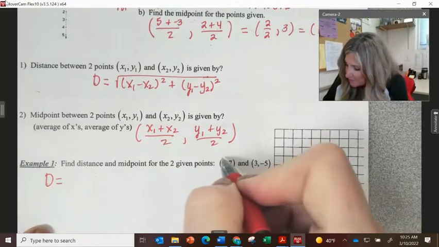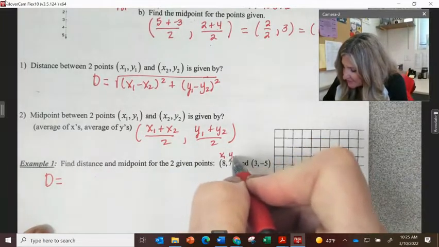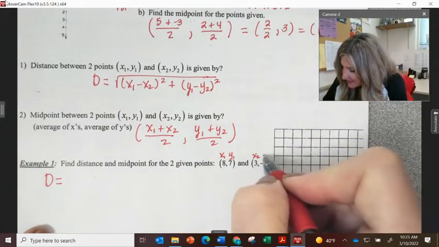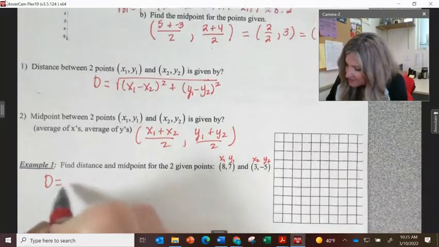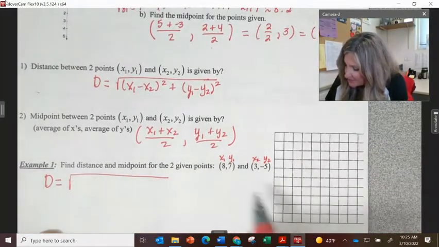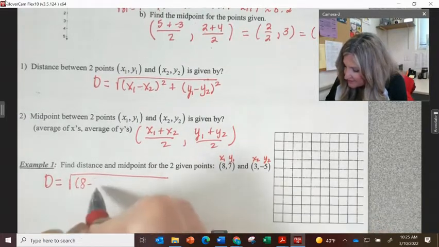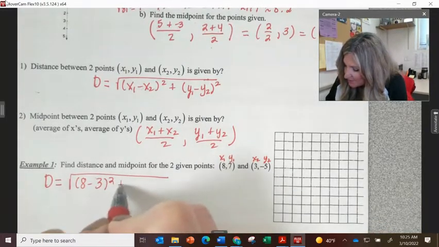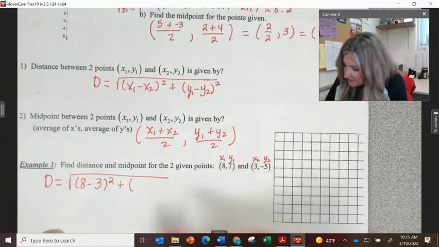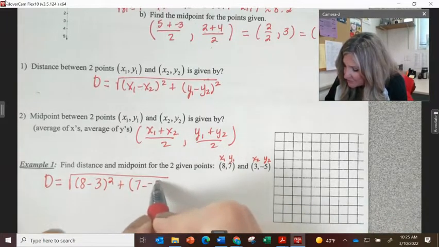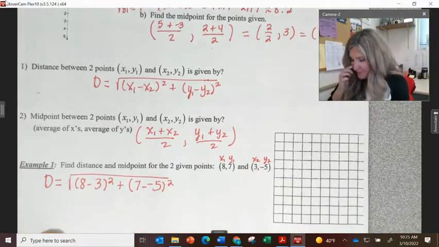So for the distance formula, this is my first x, this is my first y, this is my second x, this is my second y. So to find my distance, it's going to be the square root of, I'm going to have to do the difference of my x's squared, plus the difference in my y's, which means to subtract them, squared.